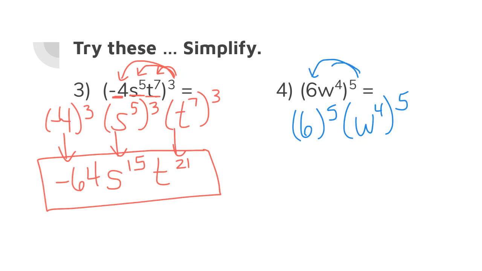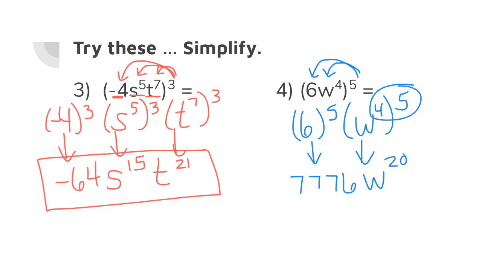On the blue one, again, I decided I would use my rule, and I put 6 to the 5th, and I also put w to the 4th to the 5th. Well, 6 to the 5th power happens to be 7,776. Here I'm going to keep my base, multiply my exponents. There are your answers.